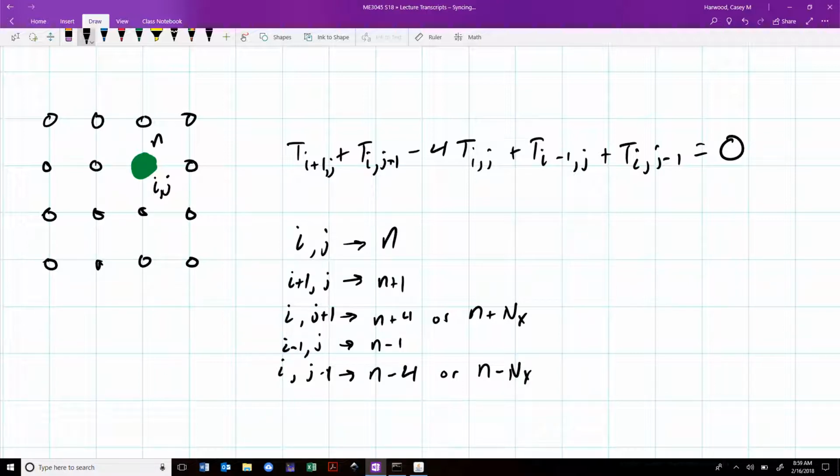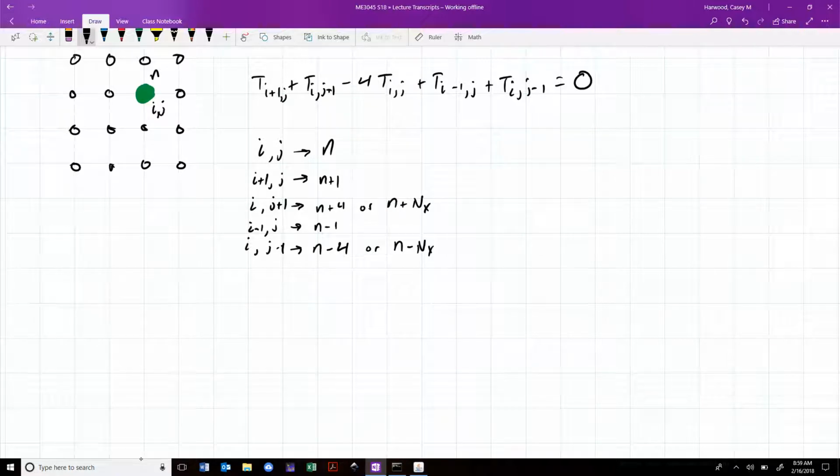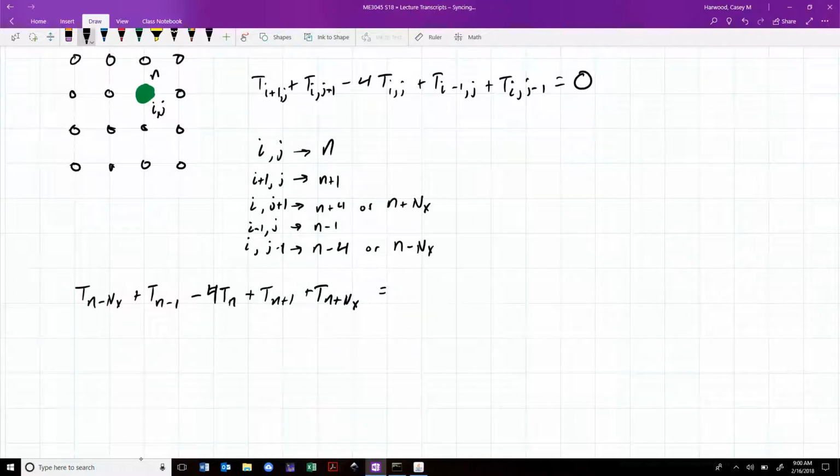The reason that we like this is because this allows us to write the finite difference equation at this point as T(n minus nx) plus T(n minus 1) minus 4Tn plus T(n plus 1) plus T(n plus nx) equals 0. Okay? This is the same expression as here.